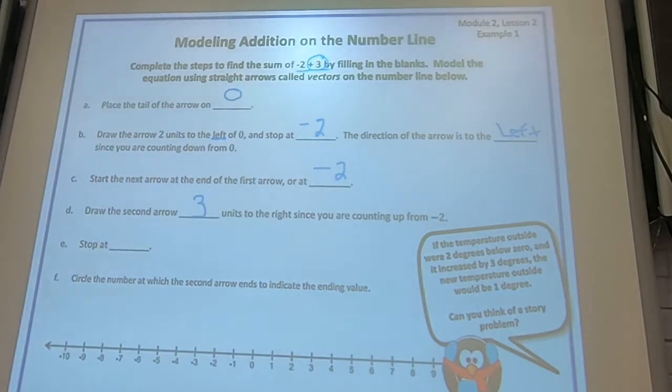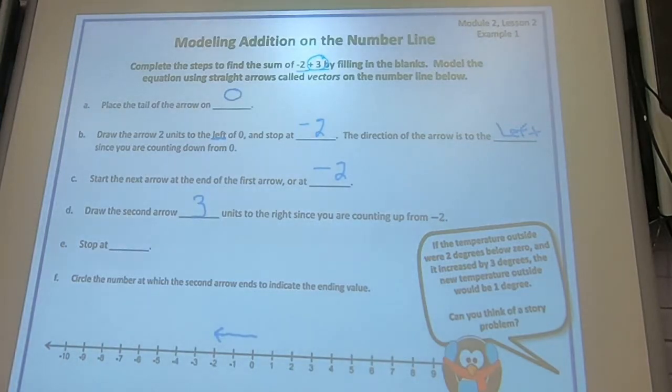So I'm going to start at 0 and I'm going to go to negative 2. So 2 left. My direction is left. Magnitude, that arrow is 2 units long, so the magnitude is 2. It's the absolute value, so it doesn't matter if it's positive or negative, it's just how big it is.